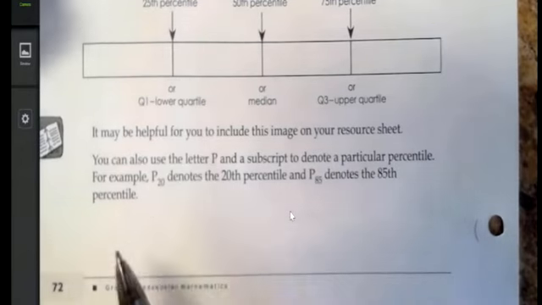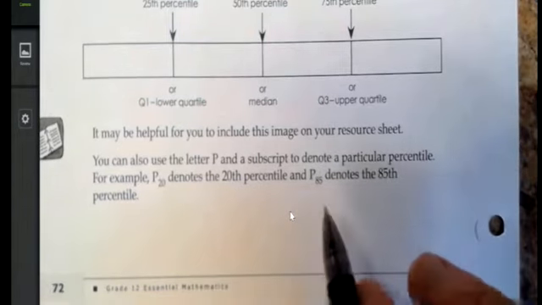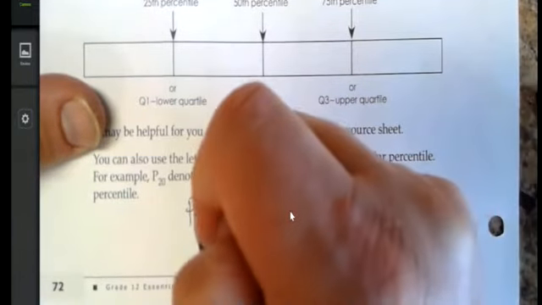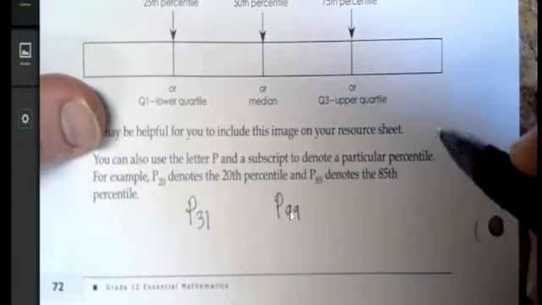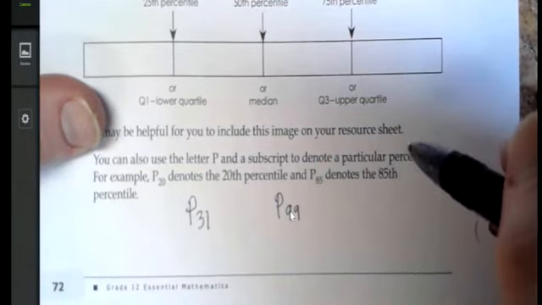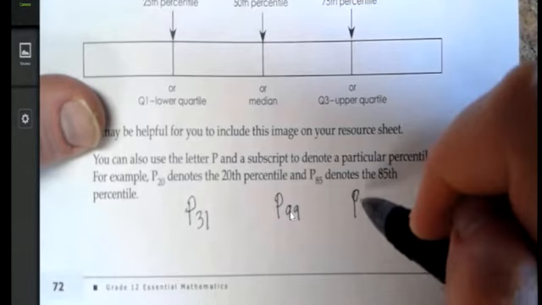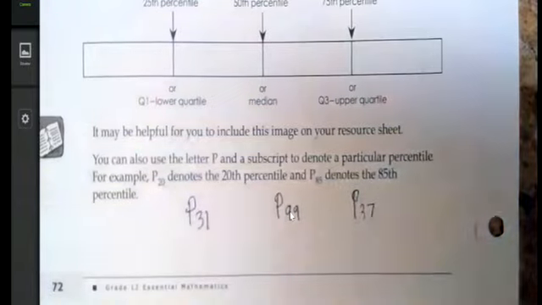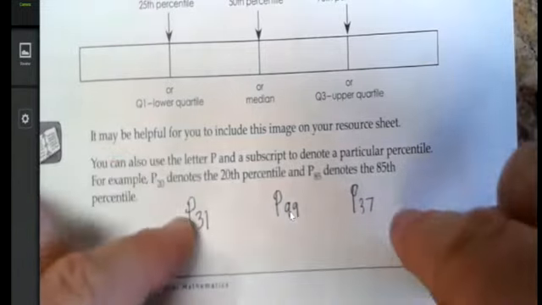A couple more things here. Percentiles: P20 is the 20th percentile, P85 is the 85th. If I'm talking about the 31st percentile, P31. Maybe I'm talking about the 99th, P99. Or whichever, 37th, P37. Okay? So just a couple of things about percentiles here: the quartiles, and the way percentiles are written as a subscript.